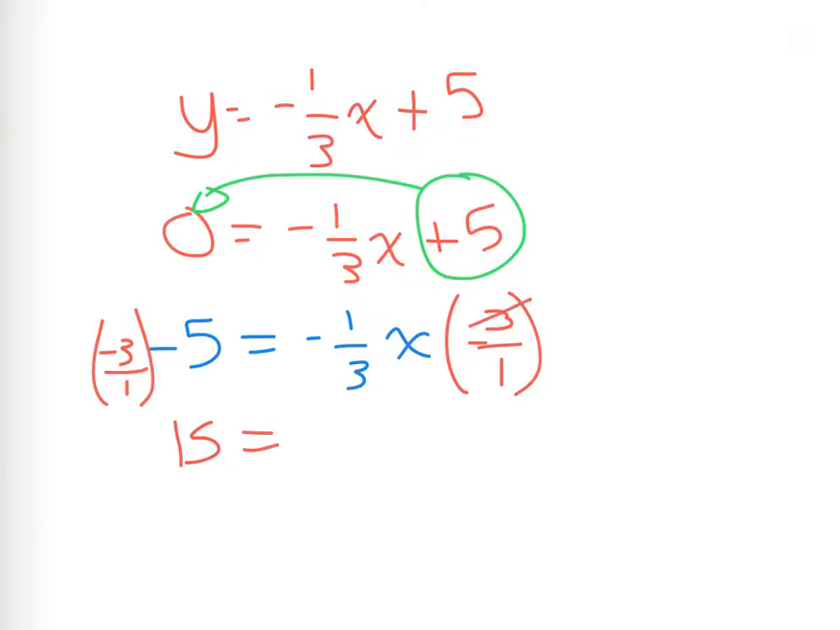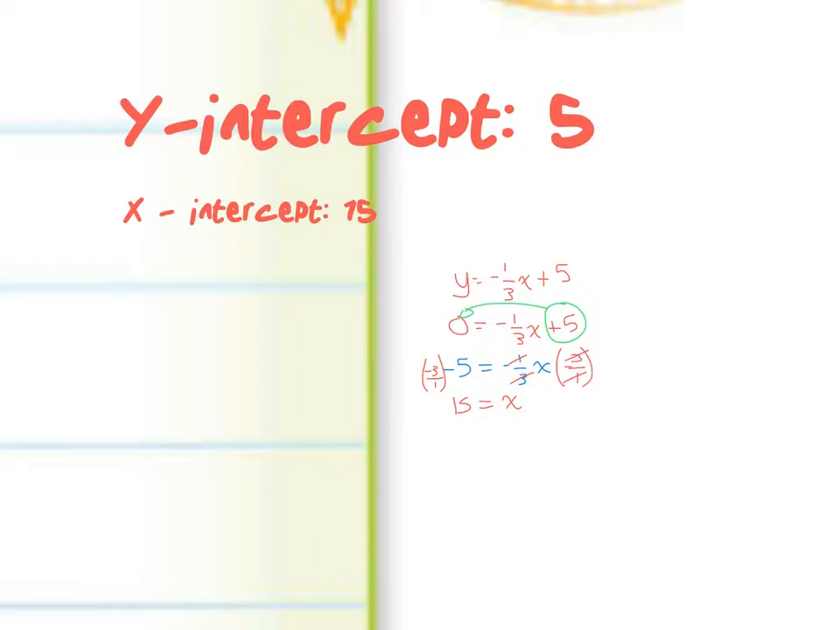Equals, these numbers will cross each other out. They cancel each other out: 1 and 1, 3 and 3. So all I'm left with is x. So we just write it out as my x-intercept is 15.